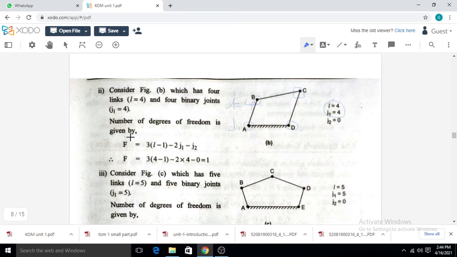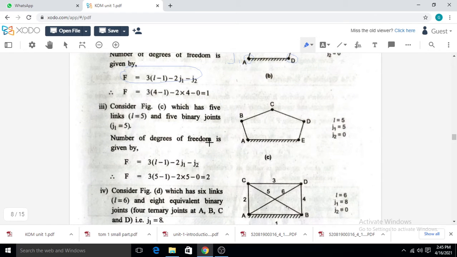So we have a formula to find the degree of freedom, that is F is equal to 3 into (L minus 1) minus 2J1 minus J2. We will put L is equal to 4, J1 is equal to 4. So 3 into 3 is 9, 9 minus 8 is equal to 1. So the degree of freedom in this case is equal to 1, meaning the number of independent parameters needed to define the position of the mechanism is 1, that is theta. So the degree of freedom in this case is equal to 1.